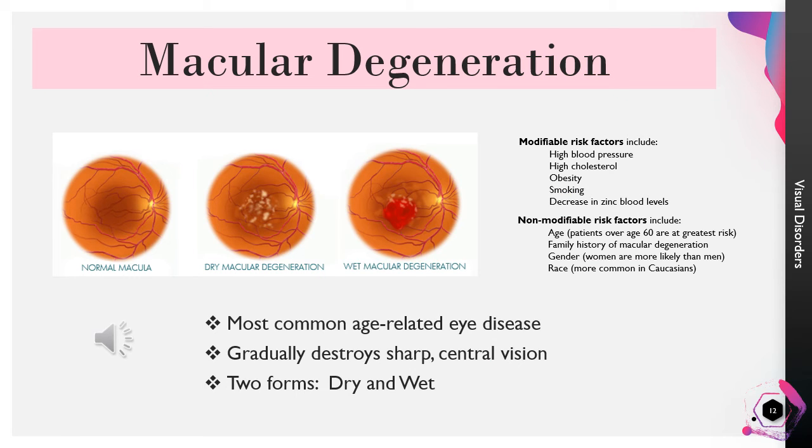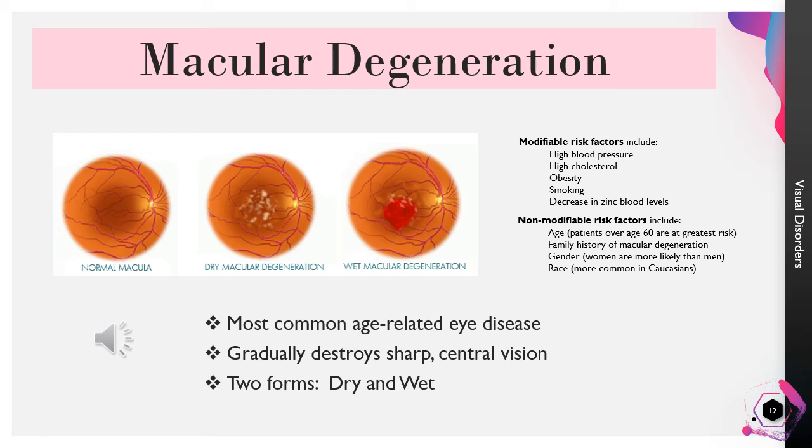Moving on to macular degeneration. Macular degeneration is the most common age-related eye disease affecting the macula, the part of the eye that is responsible for central vision, and it allows for vision in fine detail. Macular degeneration typically causes no pain. Gradually, it destroys the sharp central vision.